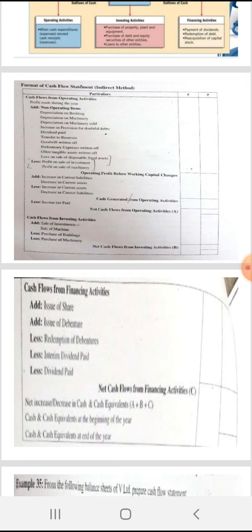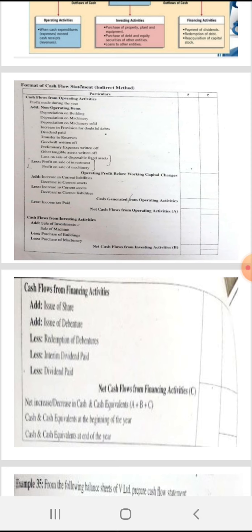Indirect method, the cash flows from operating activities. In this we will include profit made during the year, add non-operating items: depreciation on building and machinery, increase in provision for doubtful debts, dividend paid, transfer to reserve, goodwill written off, preliminary expenses written off, tangible assets written off, loss on sale of disposable fixed assets, and we will deduct profit on sale of investment and machinery. The total will be operating profit before working capital changes.